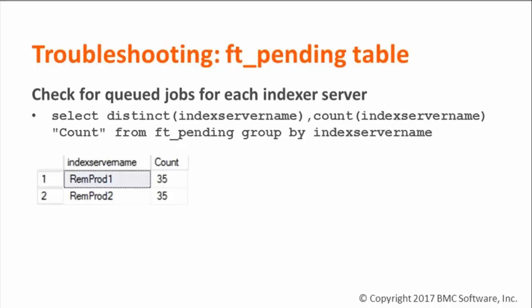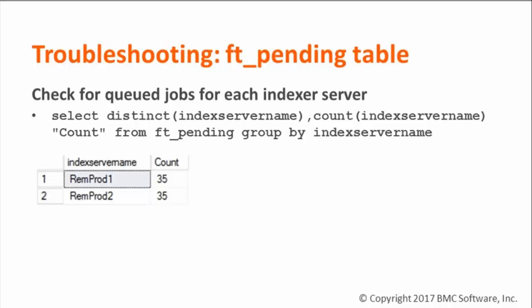Now, if I look at this next query, this shows me, based on the indexer server, how much work they have to perform. So this query is slightly different. It's based on the index server name column. Now this shows me that regardless of which server requested it, remprod1 has 35 jobs in queue to perform, and so does remprod2.